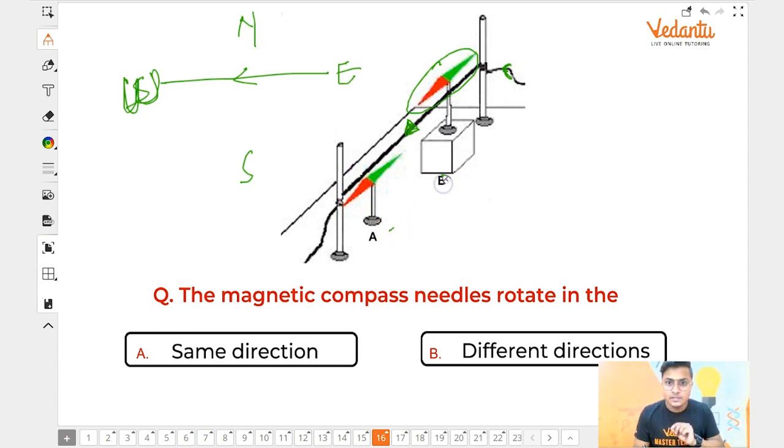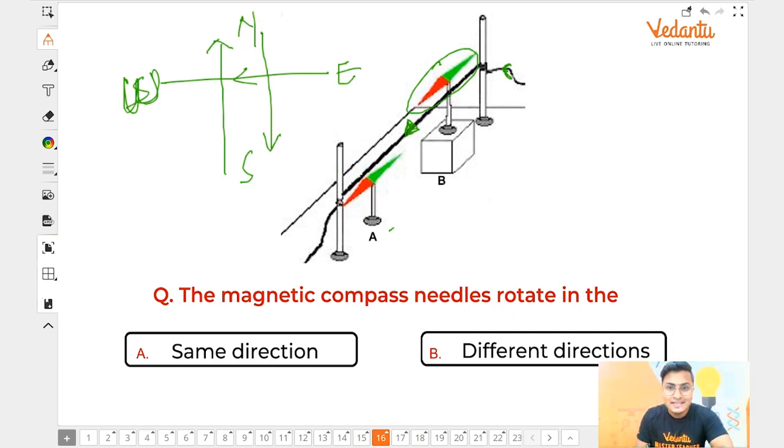For compass B, the compass is getting affected by a magnetic field which is moving from north to south. But compass A is being affected by a magnetic field moving from south to north, from bottom to top. Both are affected by the same magnetic field, but even though their positions are different, below and above the wire, the direction of the magnetic field is changing specifically for them.